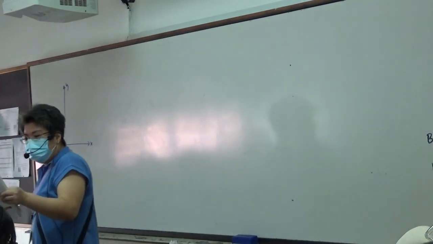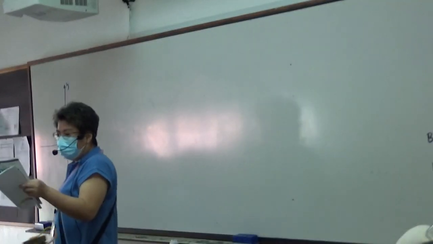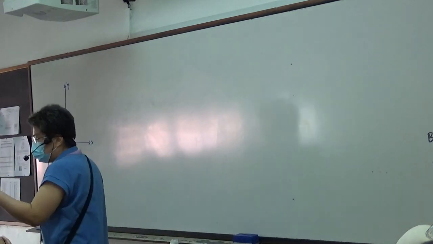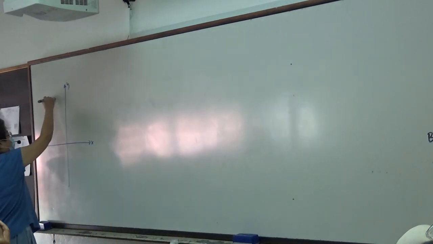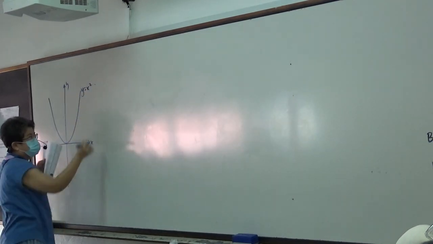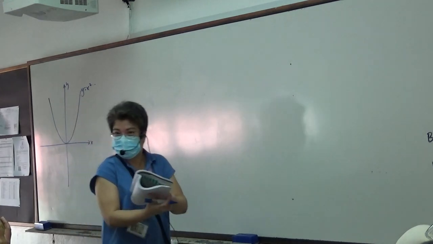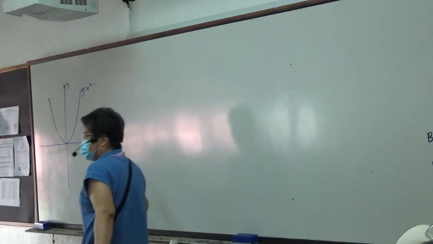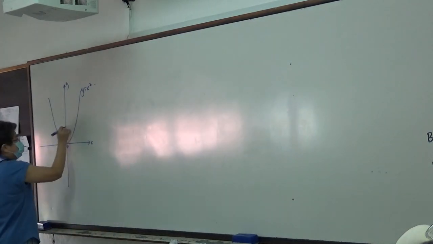I'm going on with example 9. Find the coordinates of the points on the parabola y equals x squared closest to the point 0, 1. Now, everybody knows y equals x squared looks like that, right? Everybody clear? Now, where's the point 0, 1? 0, 1 is somewhere here, right?